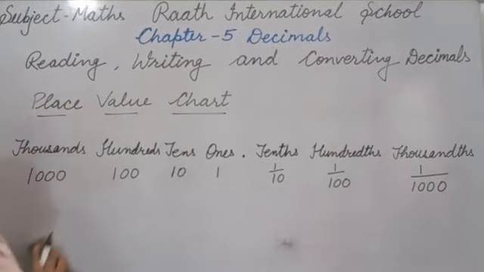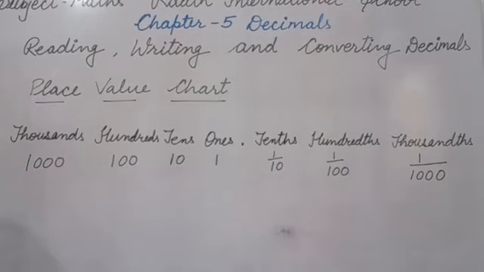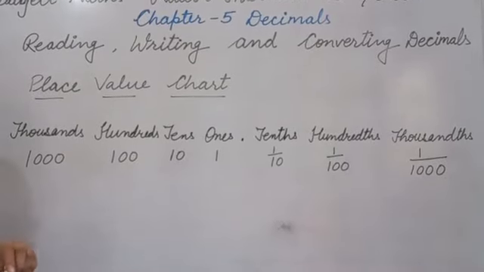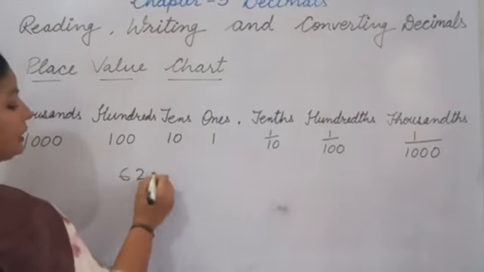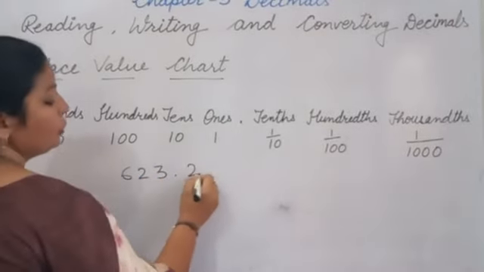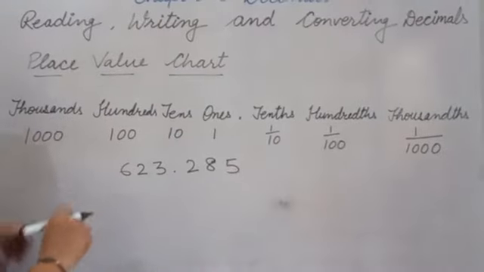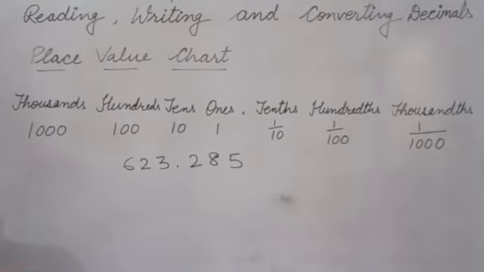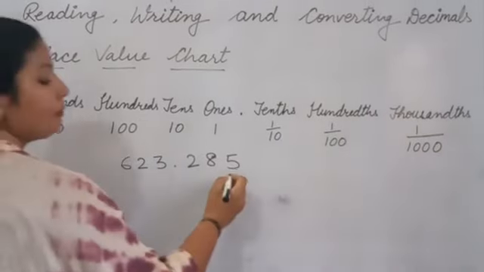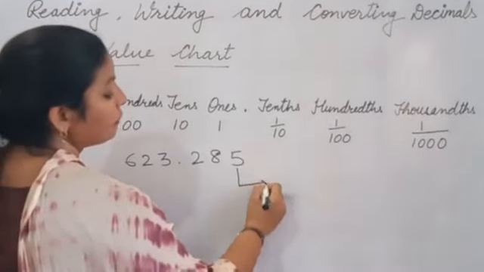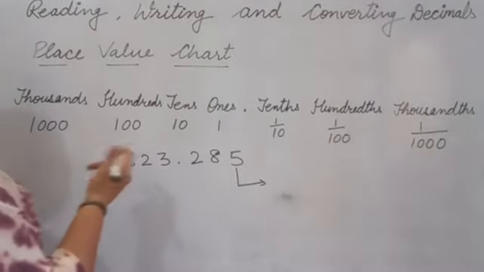Now I want to tell you about the place value chart, how to find place value. Suppose you have the number 623.285. Now you have to find the place value of its digits. What will be the place value of 5? On which place is 5? You will use this place value chart for that. So here we use the place value chart.